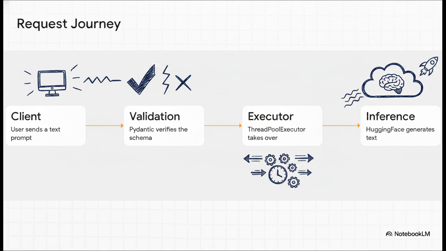Now, step 3 is where the real magic happens. Instead of forcing the web server to do the heavy lifting of running the AI model, FastAPI passes that task over to a thread pool executor. Finally, in step 4, that background thread talks to the Hugging Face model, cranks through the heavy CPU math to generate the text, and fires the response right back down the chain to the user.